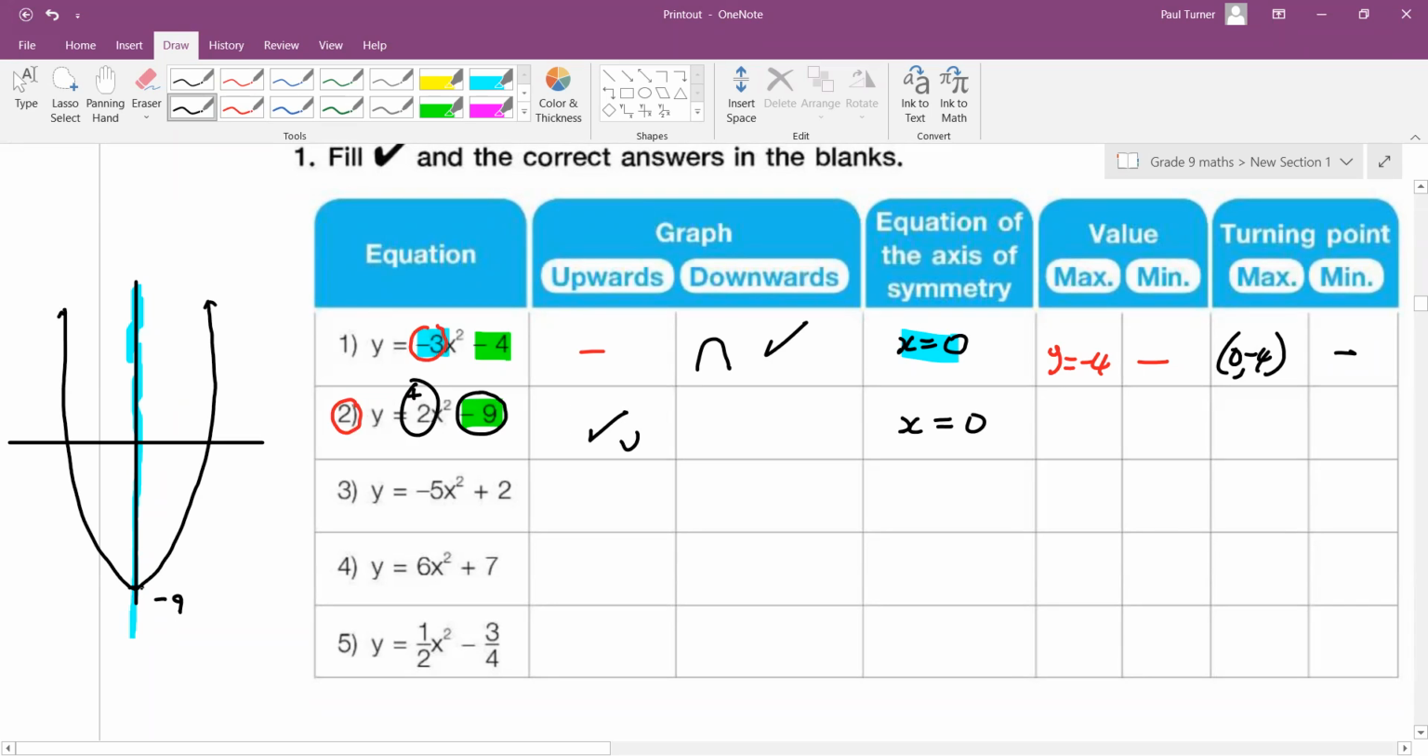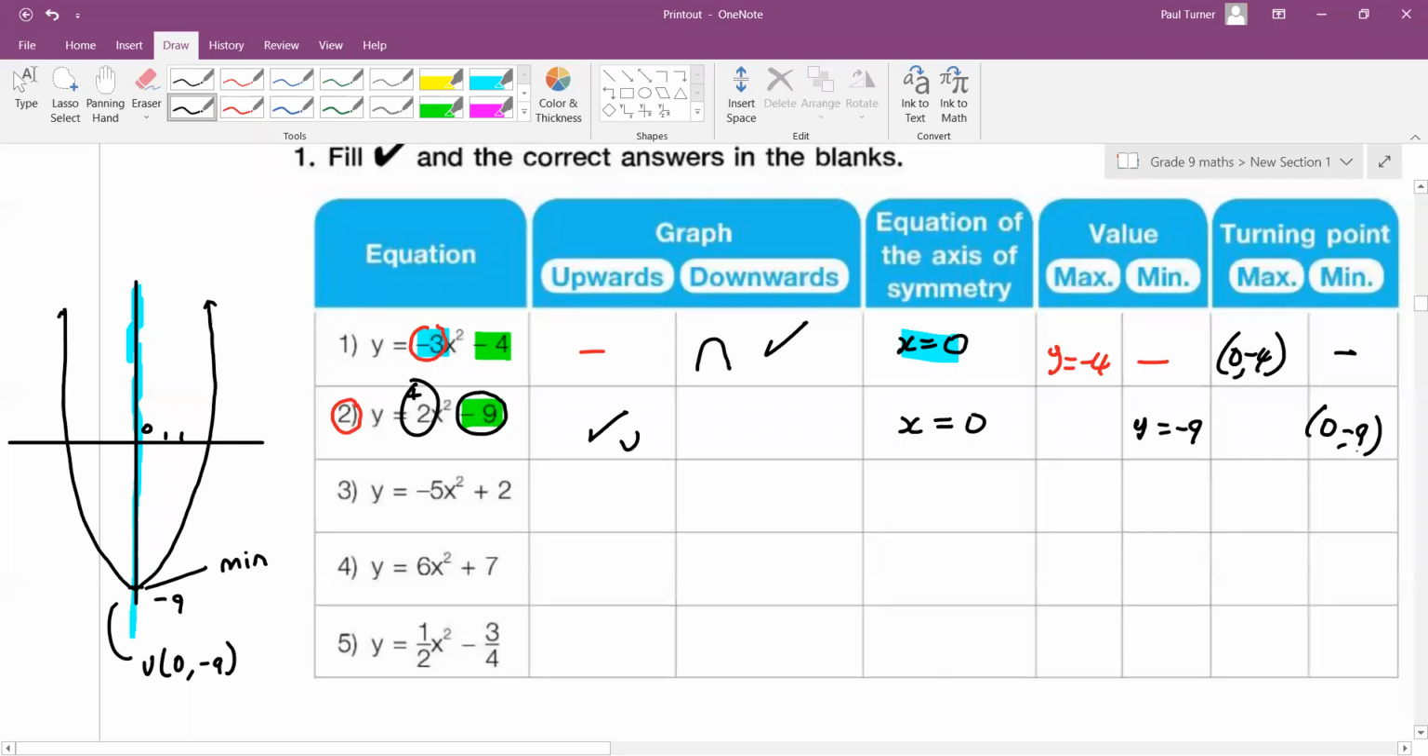Now this is a minimum value. This is a min because it's a low point. So the minimum here is going to be y equals -9, but it's a minimum. So that goes in there. And it's a minimum point, which is 0. So that vertex is 0, -9. So the x value is 0 and then -9. So 0, -9 for the turning point or vertex. Right, like that one.